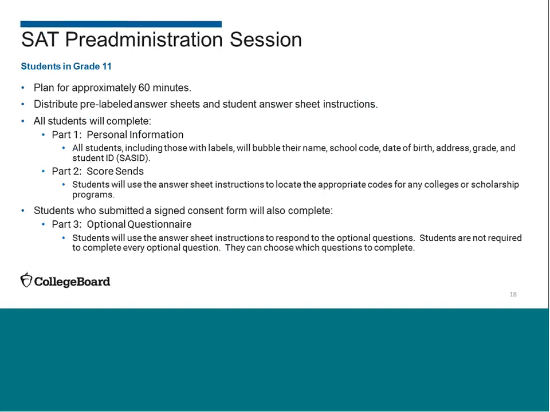So all students, even those that have labels on their answer sheets, are going to bubble their name, their school code, their date of birth, address, grade, and student ID on the answer sheet. And the reason that we do this is so that we have an extra way to verify that the student responding on the answer sheet matches the student with the label.